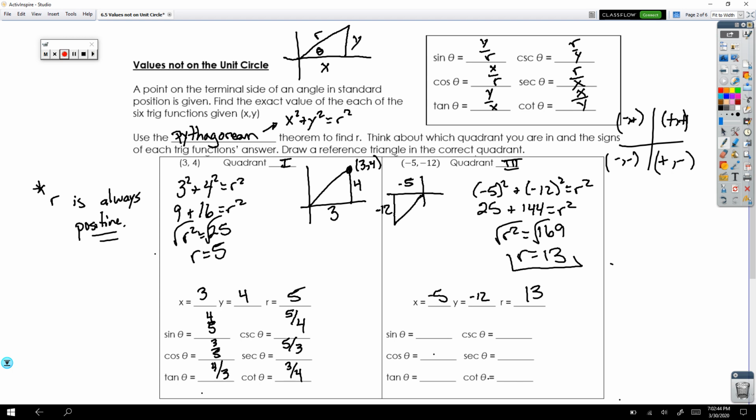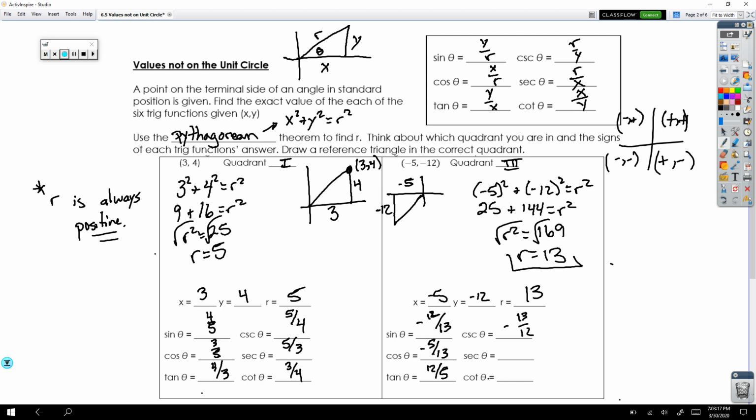So again, let's just run through the 6 trig functions real quick. Y over r for sine, so -12 over 13. Cosine, -5 over 13. Tangent, y over x, negative over negative would give me positive 12/5. Doing the reciprocals, r over y, so -13/12. And I always put the negative out front, it just makes it easier.